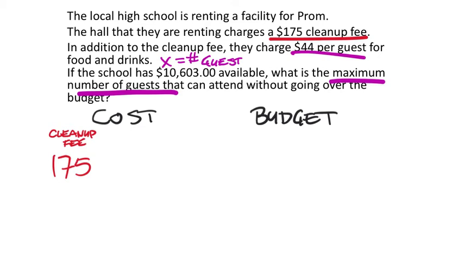But since we're solving this like an equation, this will tell us the maximum, especially if we set up the inequality correct. So you have the cost for cleanup, and then you have the cost for the guests. Now it's $44 per guest, so it's $44 multiplied by the number of guests. If we add this together, we get the cost. Next up, we see that the budget is $10,000.